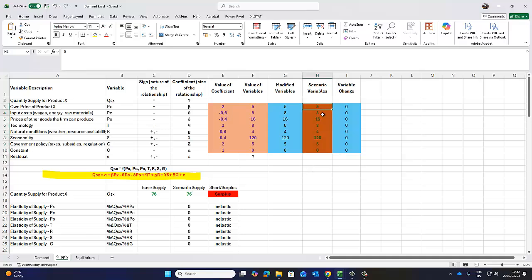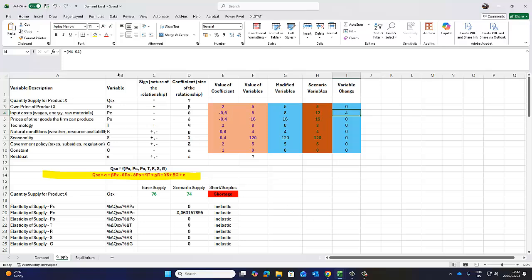So if I say the input cost increases from 8 to 12, for example, that means input cost increased by 4. If the input cost increased by 4, so negative sign, my supply will decrease, and that will create a shortage. And the elasticity of supply of input cost is inelastic, 0.06. So it's not very sensitive. This product is not very sensitive at that price to changes in price.